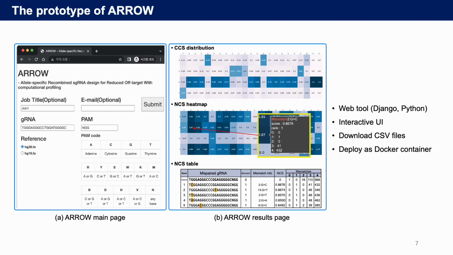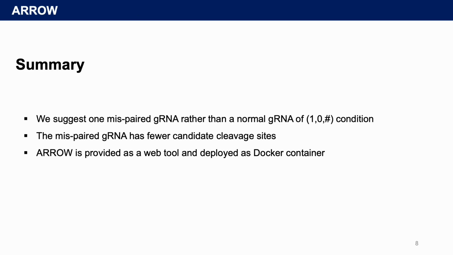We provide Allele as a web tool using Django, a Python framework. Allele is configured so that users can check and download information with an interactive UI. We plan to deploy Allele as a Docker container to easily install Allele and pre-installed programs, for example, Cas-OFFinder.